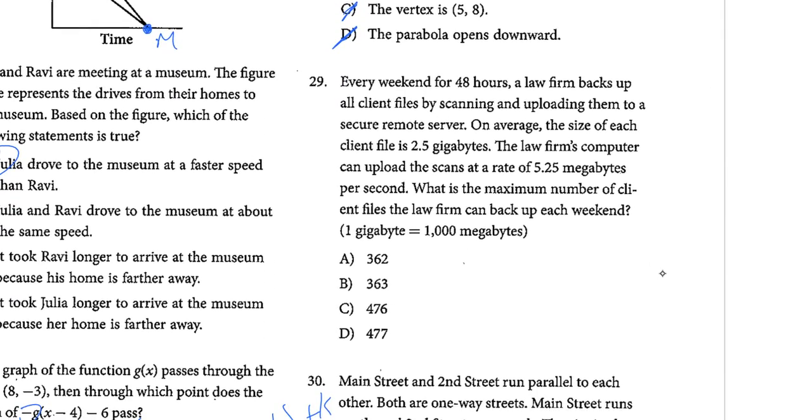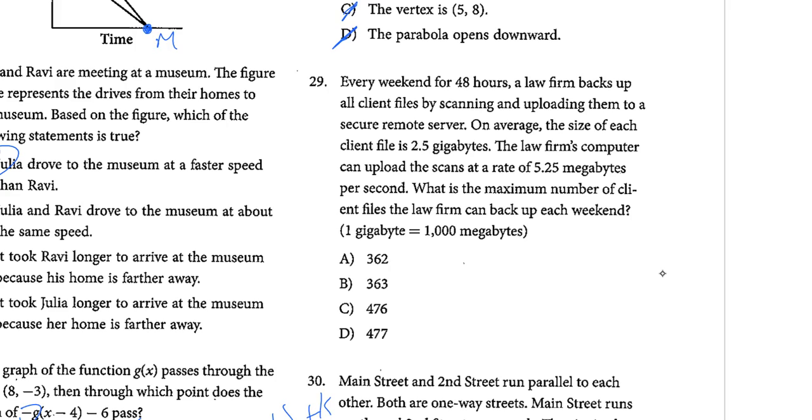Okay, 29. Every weekend for 48 hours, a law firm backs up all client files by scanning and uploading them to a secure remote server. On average, the size of each client file is 2.5 gigabytes. The law firm's computer can upload the scans at a rate of 5.25 megabytes per second. What's the maximum number of client files the law firm can back up each weekend?